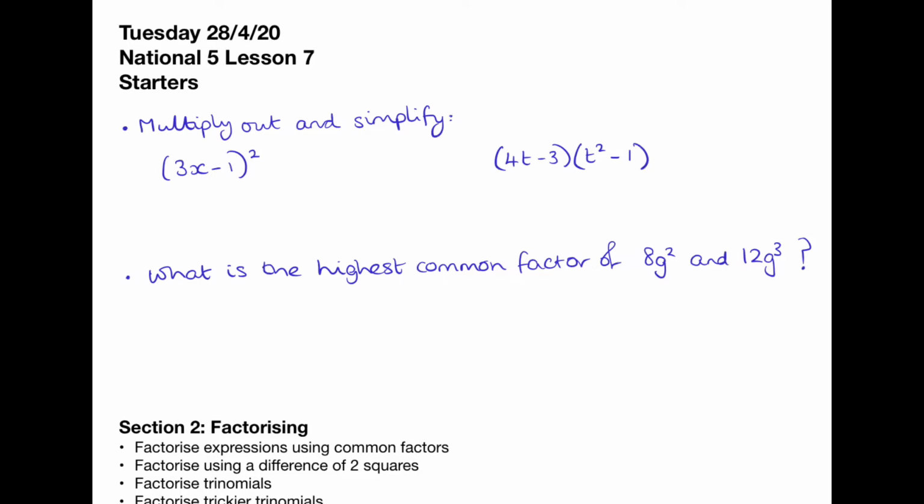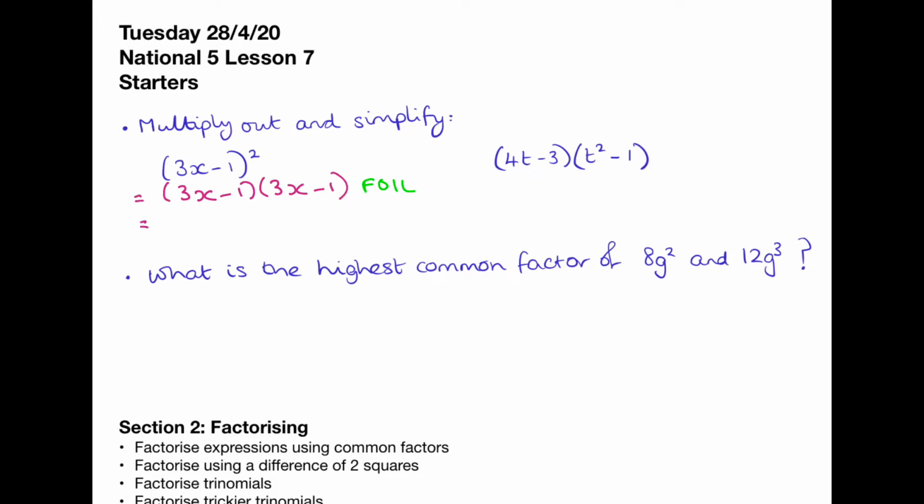Multiply out and simplify. Now remember, when you've got a squared, it means multiplied by itself. So this means 3x minus 1 times 3x minus 1. It doesn't really matter, of course, what method we use for multiplying these out. I'm just going to go FOIL, I think, for this. So remember, that's first, outside, inside, last.